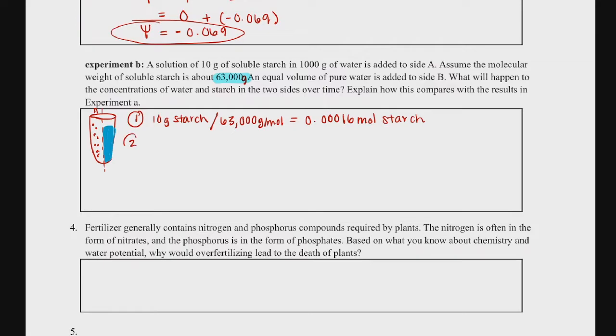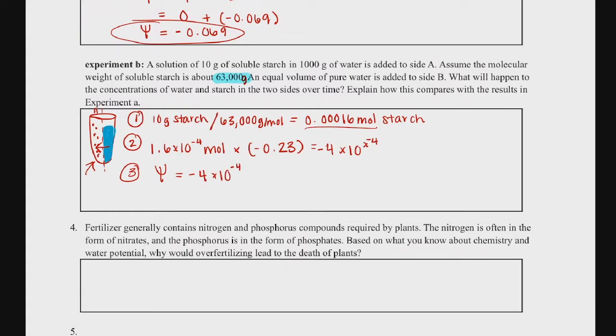Similarly to what we did with sucrose, we're going to multiply what we got here. Don't judge me, I still have to count my sig figs. Mole times negative 0.23 solute potential, which is equal to 4 times 10 to the negative 4th. And so finally, similarly to what we did here, we just know that because our water potential is 0 over here, that water is going to move from this side to that side, and I meant to put a negative here, sorry about that. Negative 4 times 10 to the negative 4 is our negative pressure value.